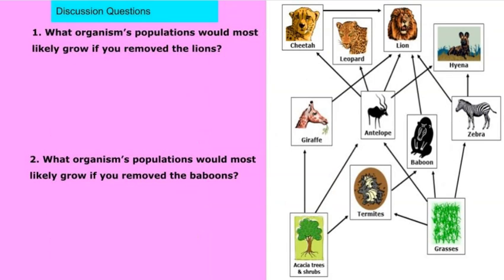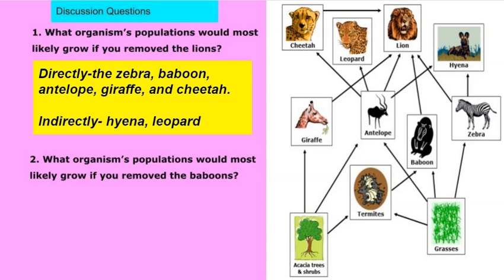I gave you some discussion questions on this. Said what organism's population would most likely grow if you remove the lion? So the lion I see has 5 arrows pointing to it, which means it eats 5 things in this food web, and you pretty much just have to go by that, which population. So directly, the zebra, the baboon, the antelope, giraffe, and cheetah, because those are the things that it eats.